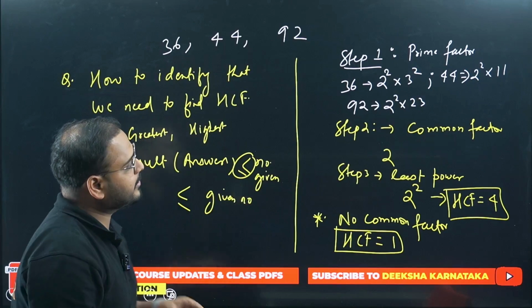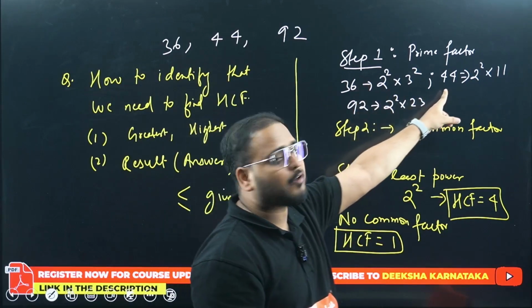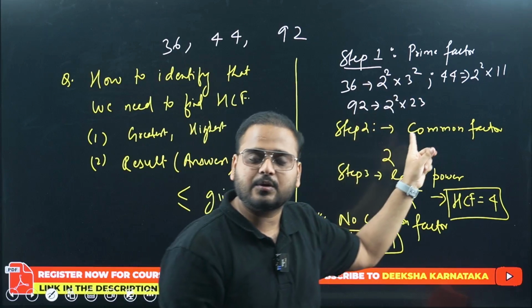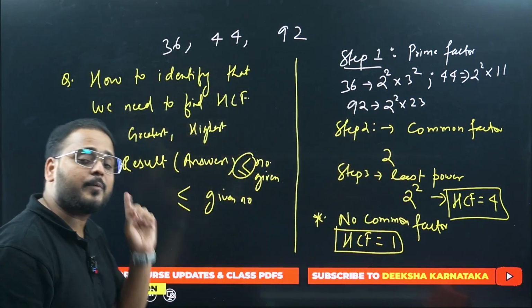So think about it. What is the HCF? 4 I got. Is 4 less than 36? Is 4 less than 44? Is 4 less than 92? Yes, sir. It can either be less than or equal to. It cannot be more than it.